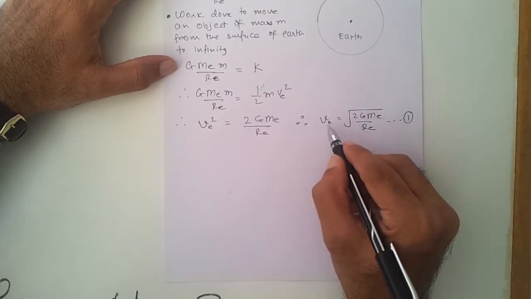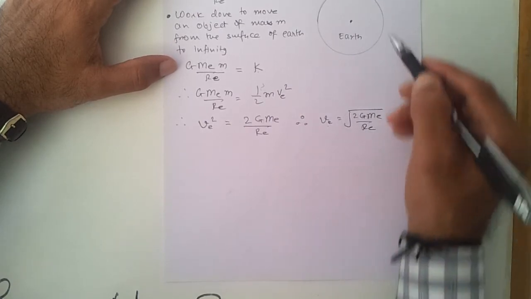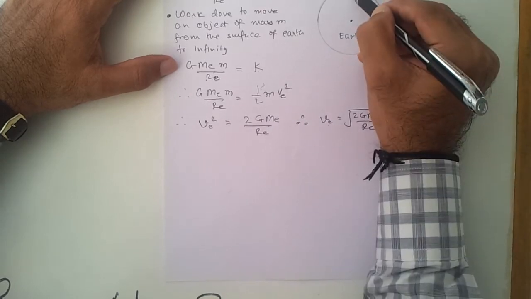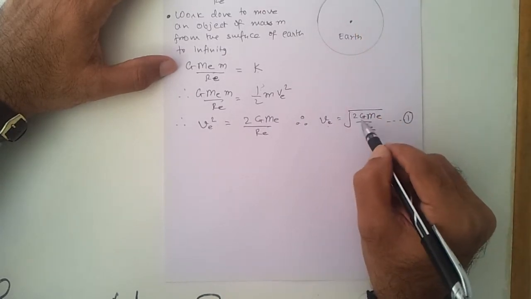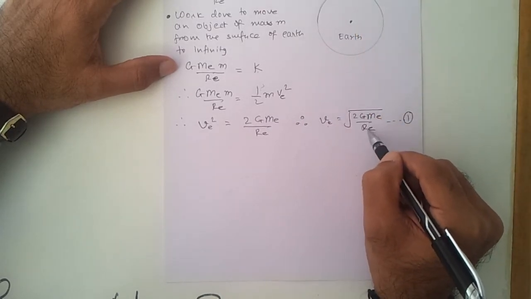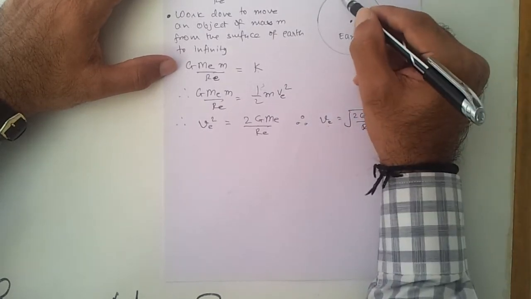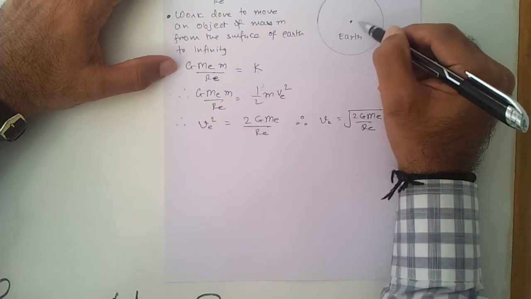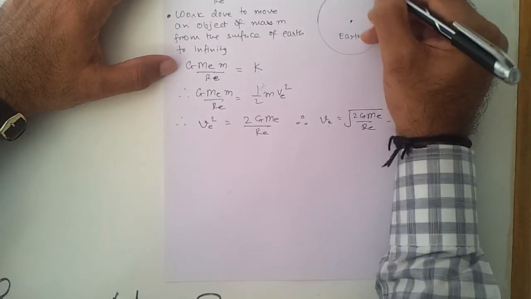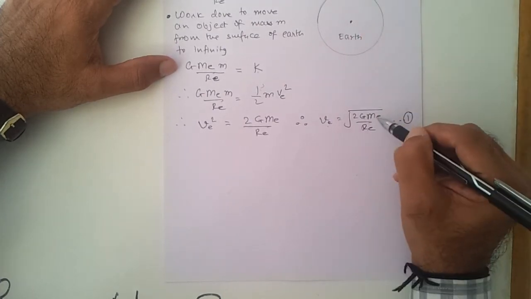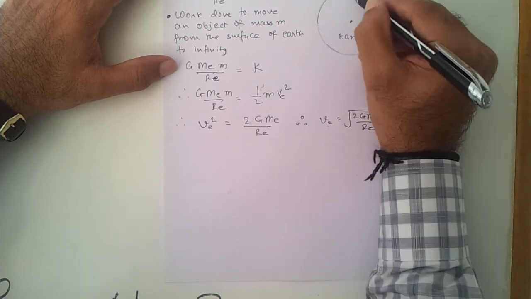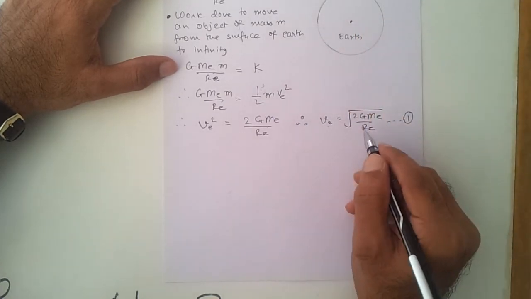Interesting thing over here is that escape velocity does not depend upon the mass of this particular object, right? It only depends upon the mass and radius of the body from which it has to escape. So if there's some other planet instead of Earth, then the escape velocity for that planet would depend upon the mass and radius of that planet. It has got nothing to do with the mass of the object.